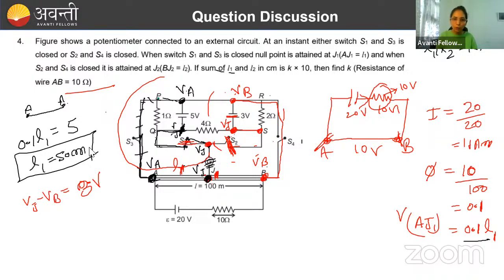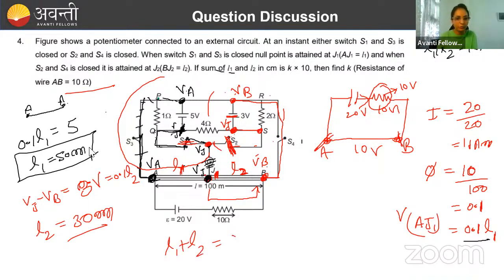Now what will be the drop on this length? If this length is L2 and potential drop per unit length is how much? That is equal to 0.1. So if this is L2, potential drop will be how much? 0.1 L2. Now what will be the value of L2? 30 meter. So L1 plus L2 is how much? That is your 80 meter. So K into 10, 8 into 10 it is equal to ना. So K का वैल्यू क्या हो जाएगा हमारा? K का वैल्यू हो जाएगा 8.